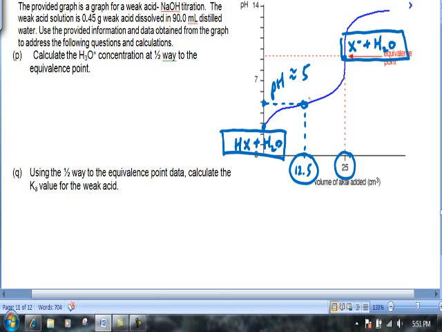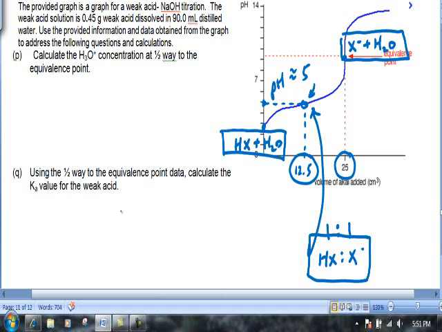At halfway to the equivalence point, what we have present here is half of the acid's been neutralized, and the half of the acid that's been neutralized is turned into salt. So at this point, there's a ratio of 1:1 of HX and salt ions, in that the half of the acid that's been neutralized has become salt, and the half of the acid that hasn't been neutralized is still acid. So the amount of salt ions and acid present are equal to each other only at this specific point where we're halfway to the equivalence point in our titration.